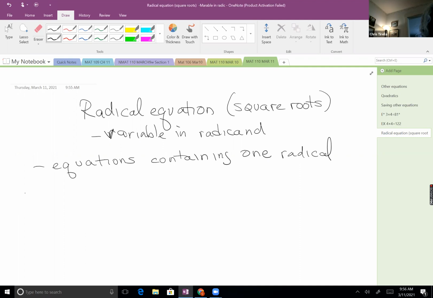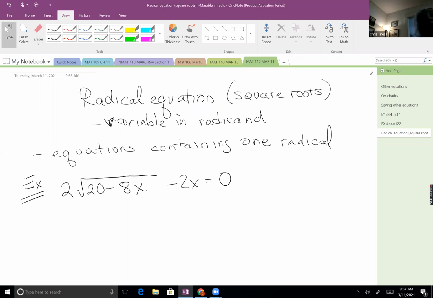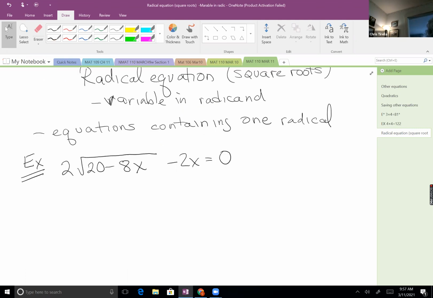So, we're looking at equations that have a square root with a variable in the radicand. So we might have something like 2 times the square root of 20 minus 8x, then outside the radical, minus 2x equals 0. How fun does that look?